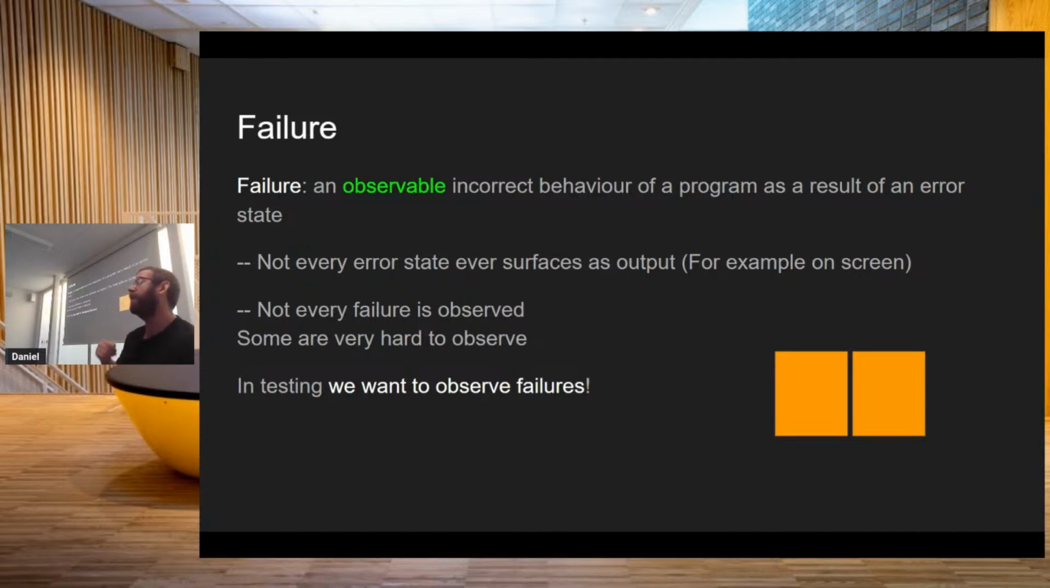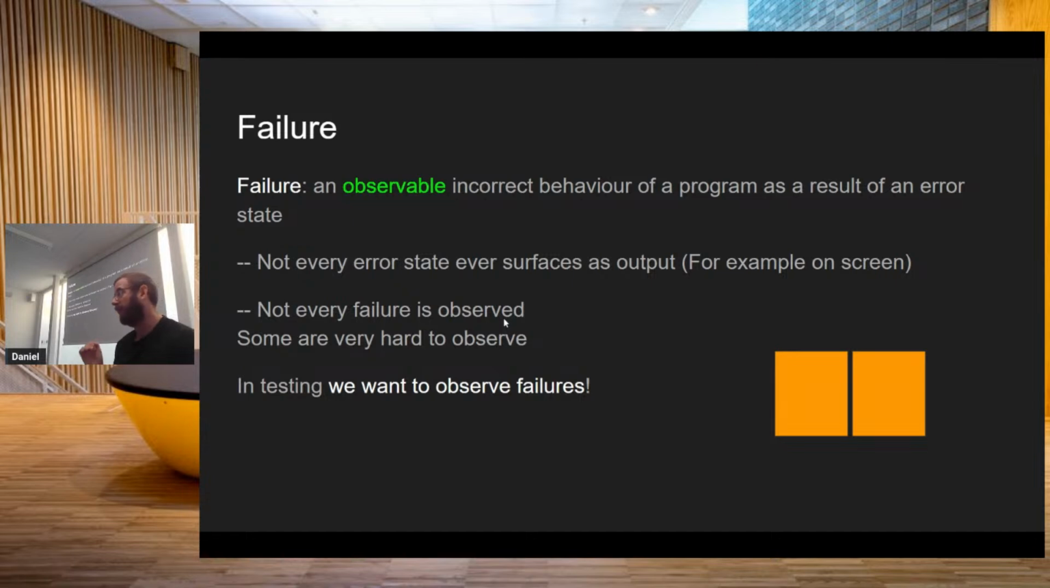But a failure is an observable incorrect behavior. So you see that the sum is wrong, or you could see that the sum is wrong. Not every error state ever surfaces to an output. So there are many databases out there with error states in them. And not every failure is observed.